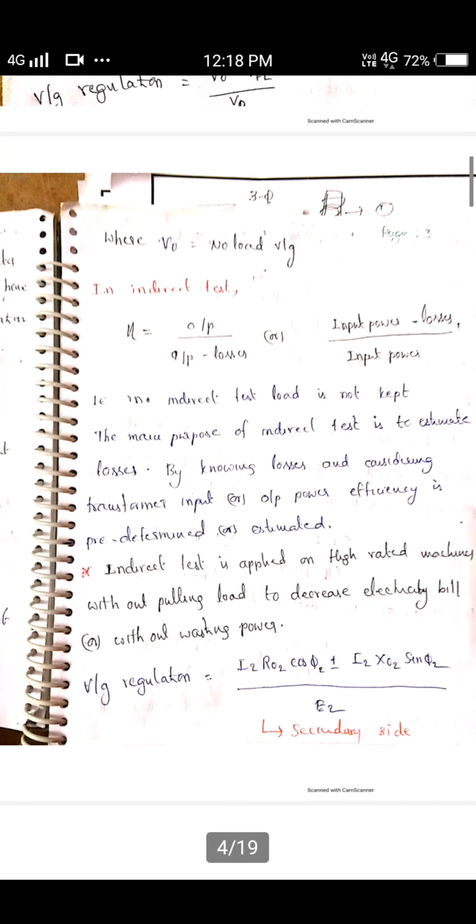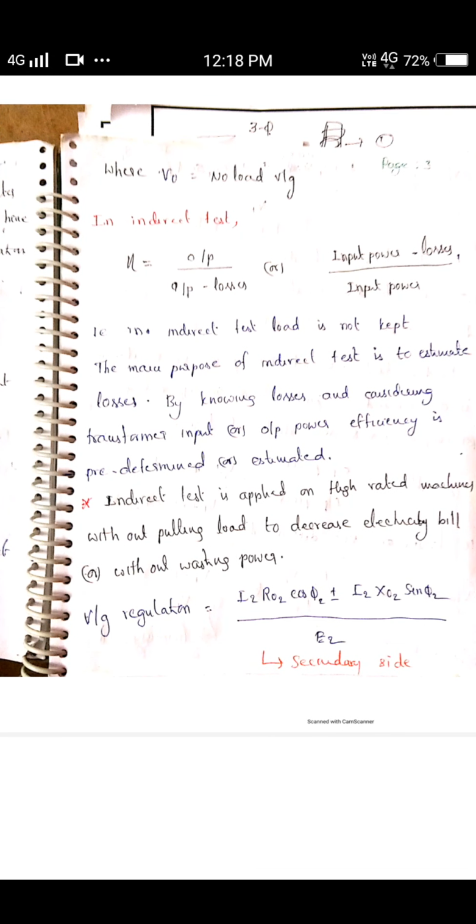Now we come to indirect test. We will calculate efficiency by knowing losses, and input power or output power. If you know output power and losses, the efficiency formula is output power divided by output power plus losses. And if you know input power and losses, we will calculate efficiency by using the formula input power minus losses, divided by input power.